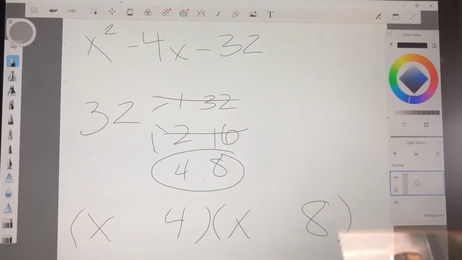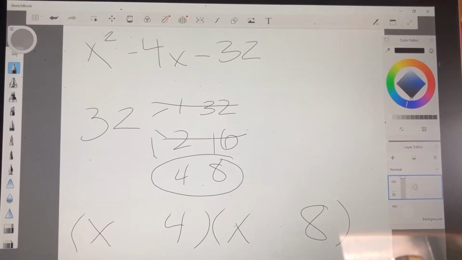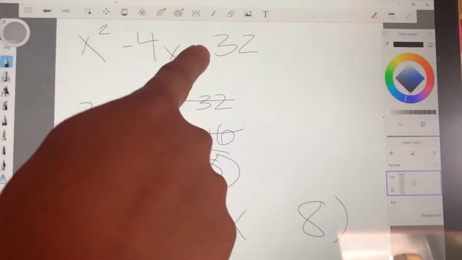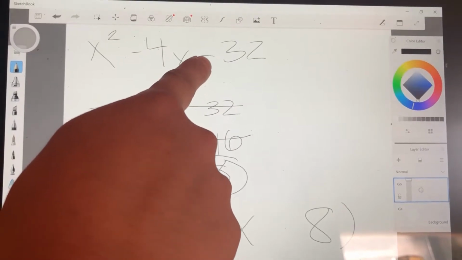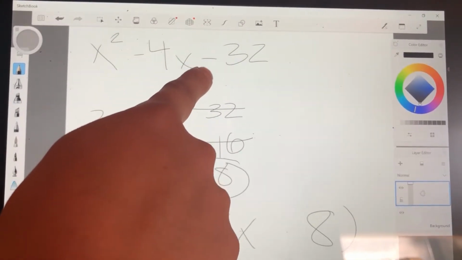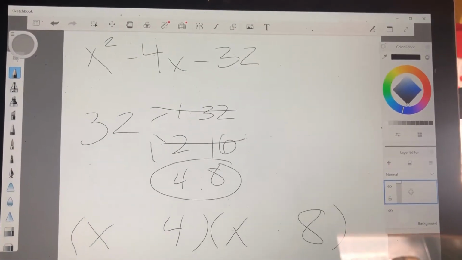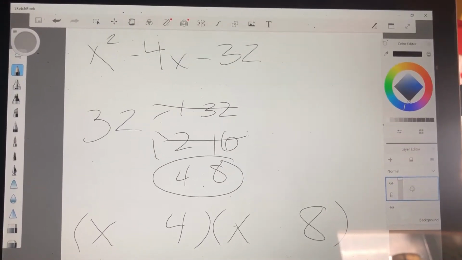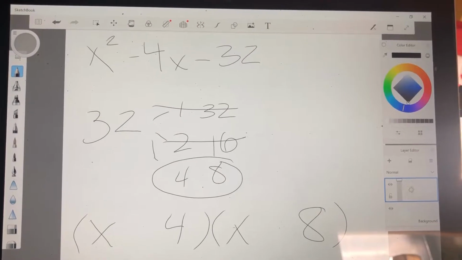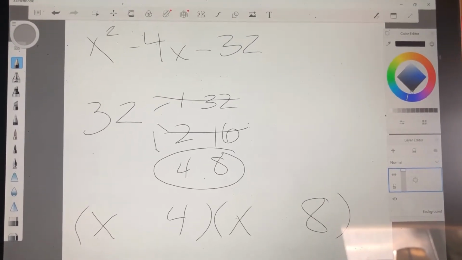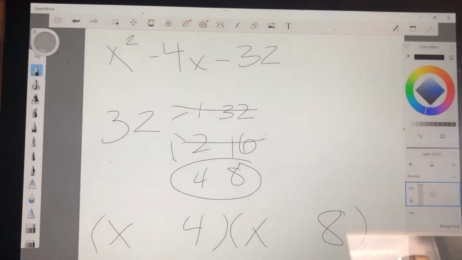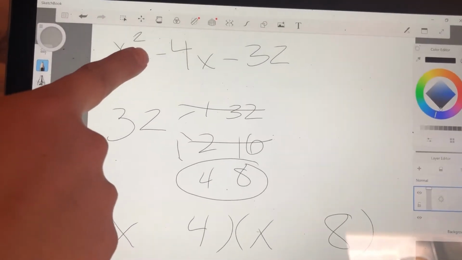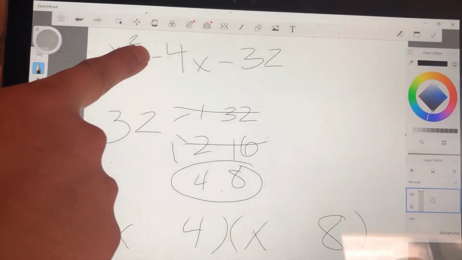Now what I need to do is look and see if there's going to be addition or subtraction in the parentheses. So when I look at this sign here, if it's a negative or subtraction, that tells me that the signs in these two parentheses are going to be one positive, one negative. And that's because a positive times a negative is going to be negative.